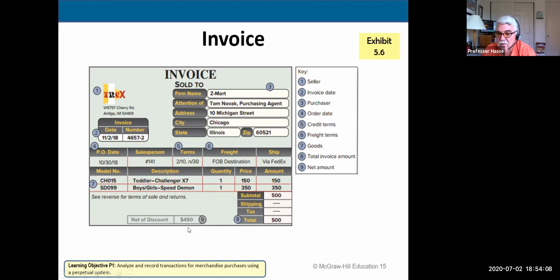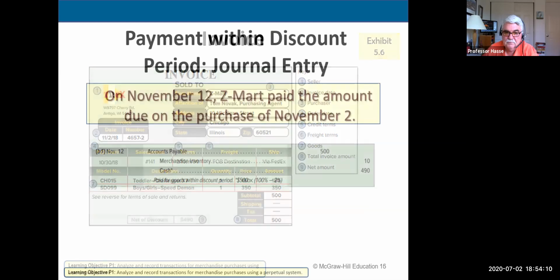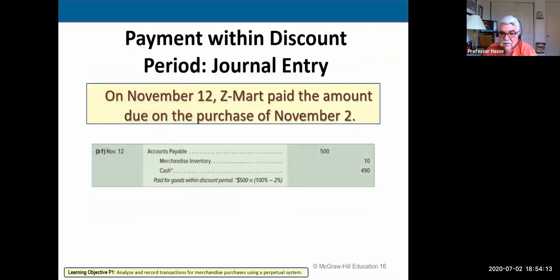So this is something new that we're getting into. So here's an example of that. We bought something on November 2nd, and we had a discount of 2%. So now 10 days later, we're paying the bill. Debit accounts payable $500. We're going to take 2% of $500. That's $10. So that means we're only going to pay cash $490. What do we do with the other $10? We credit the inventory account, lowering the amount of what we purchased because we took a discount.